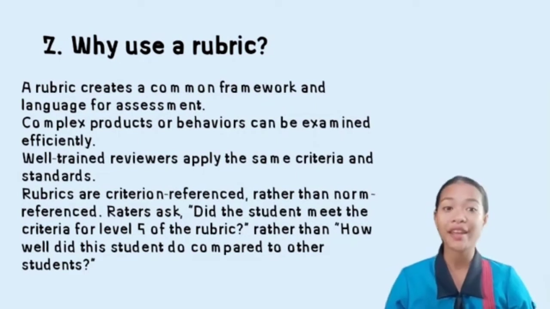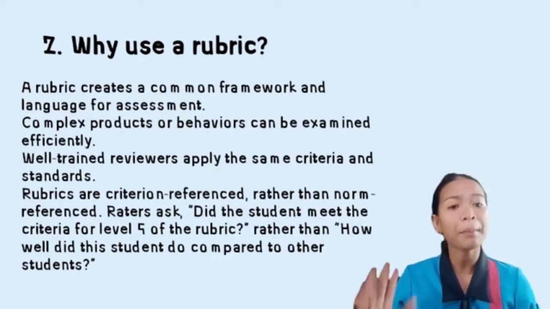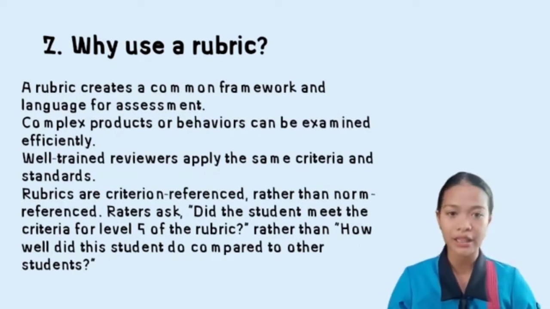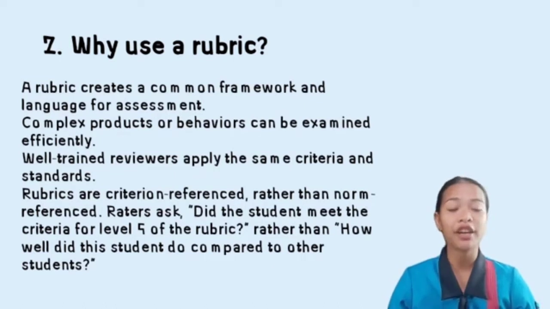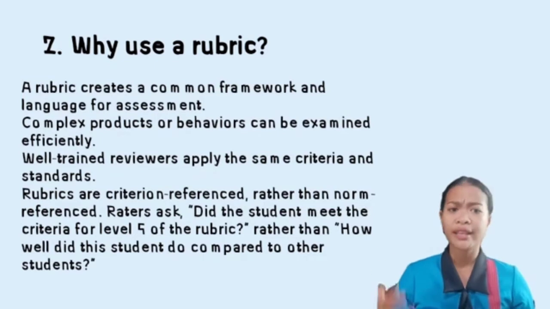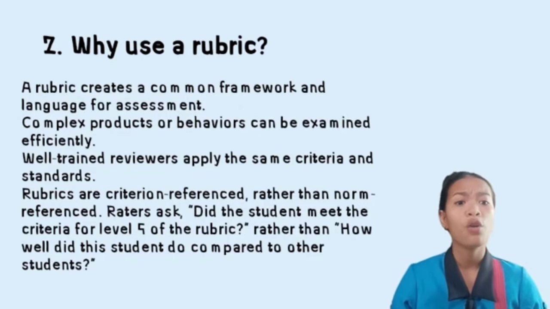A rubric creates a common framework and a language for assessment. Complex products or behaviors can be examined efficiently, and well-trained reviewers apply the same criteria and standards. Rubrics are criterion-referenced rather than norm-referenced. So raters ask, did the student meet the criteria for level 5 of the rubric, rather than, how will the student do compared to the other students?